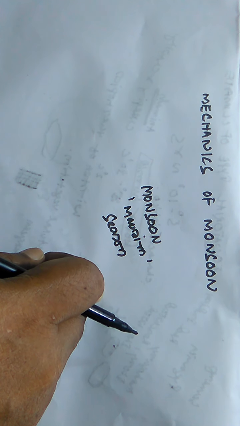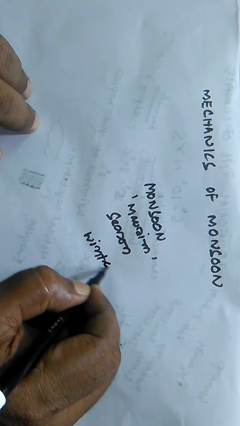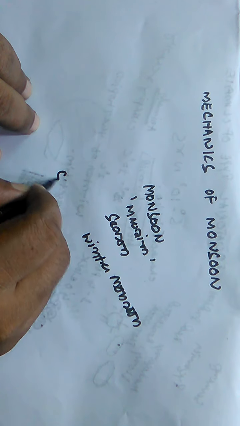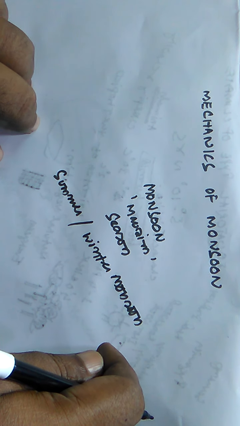and winter months. Basically, there are two monsoons which blow. We call the one which blows during the summer the summer monsoon, and the one which blows during the winter we call the winter monsoon. समर सीजन में जो ब्लो होता है उसे हम लोग समर मॉनसून कहते हैं. विंटर सीजन में जो ब्लो होता है उसे हम लोग विंटर मॉनसून कहते हैं.